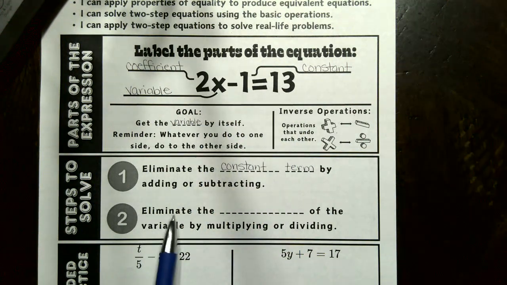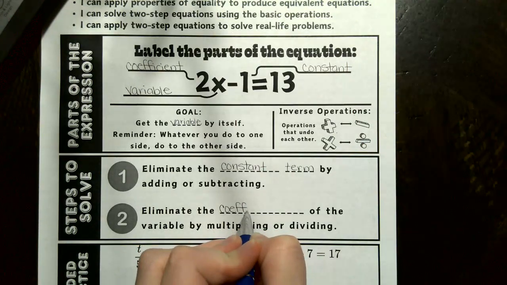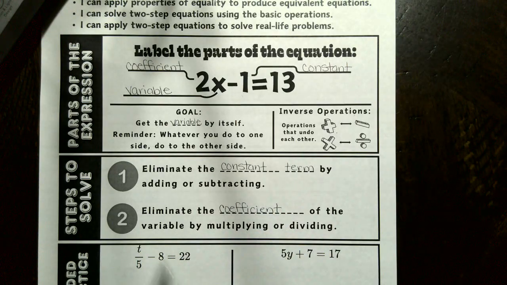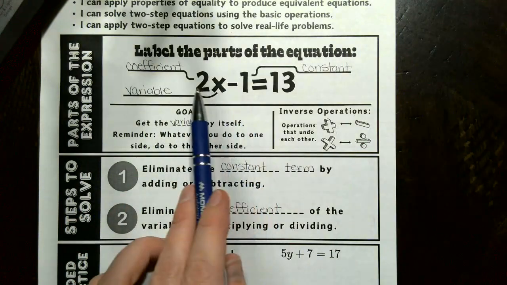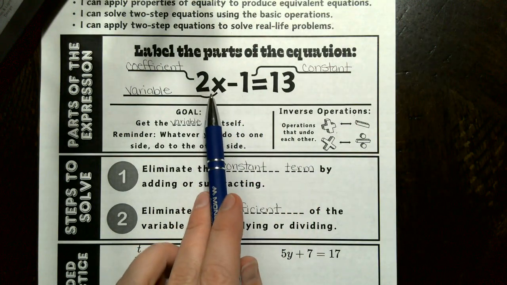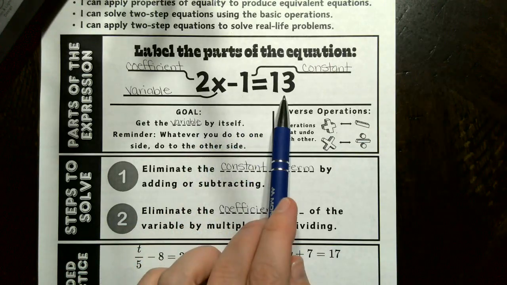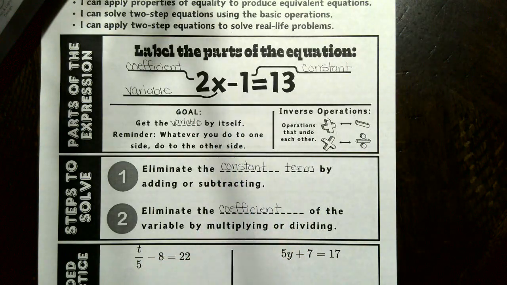My next step, because that still doesn't get x by itself, would be to eliminate the coefficient of the variable by multiplying or dividing. I got rid of my constant by adding to both sides, and then I came up with 2x equals 14. Now I need to get rid of my coefficient. Well, 2x is multiplication, so I know I need to divide. So I would divide by 2 on both sides. 14 divided by 2 is 7. So I know that x would equal 7.